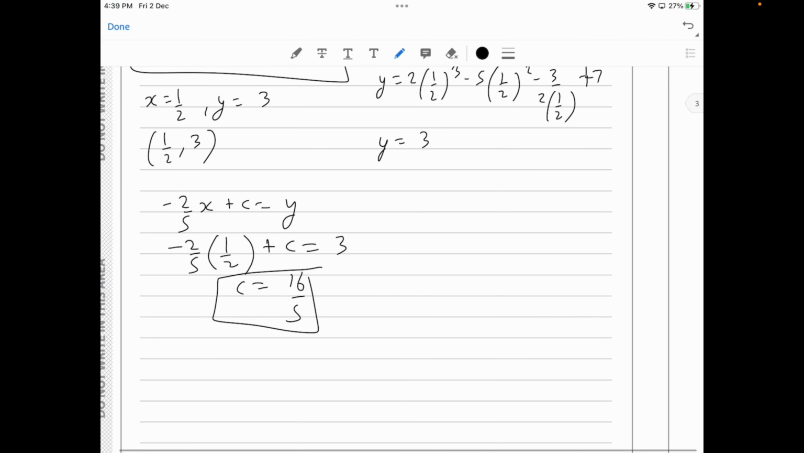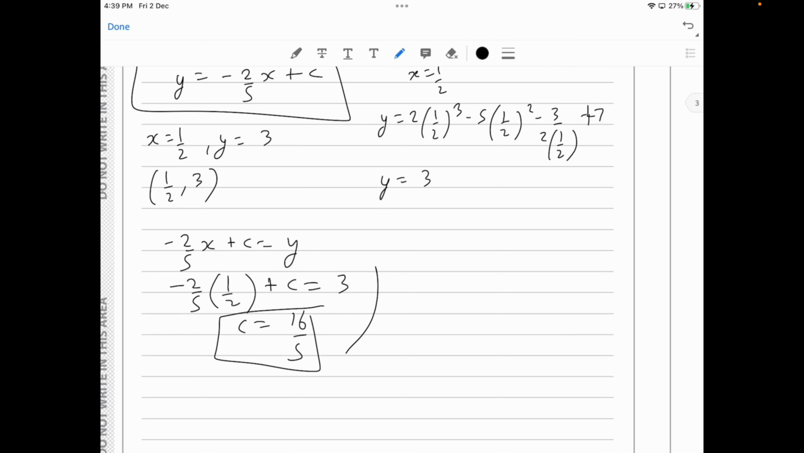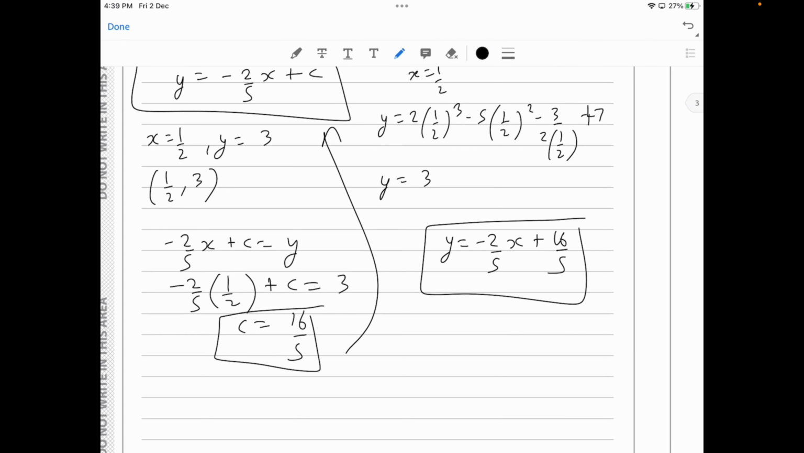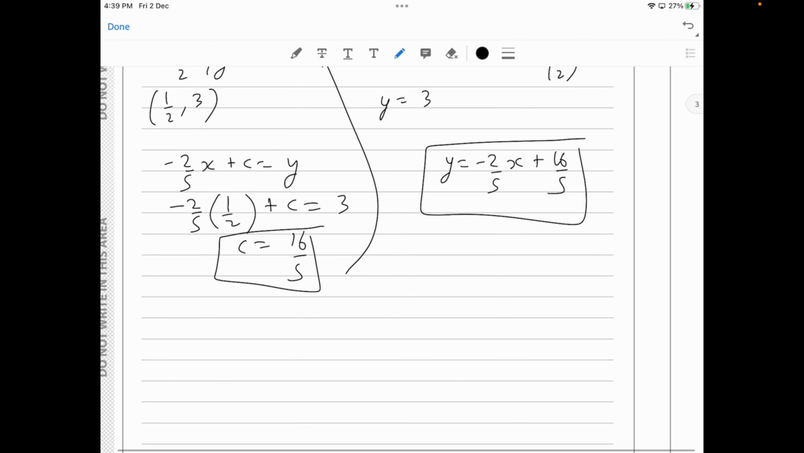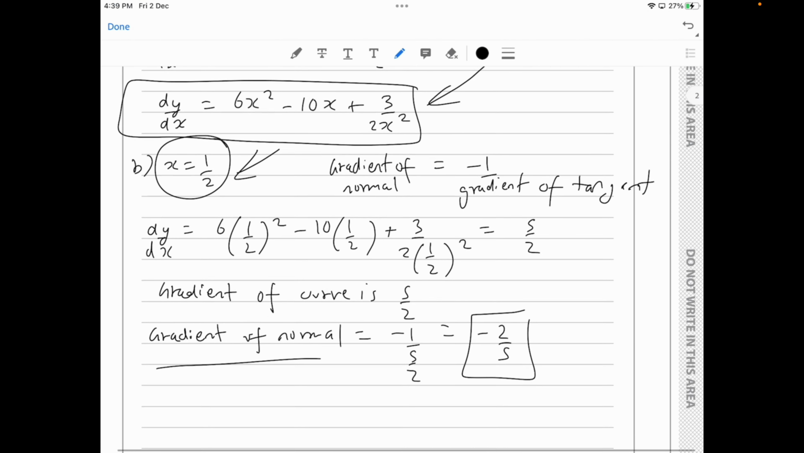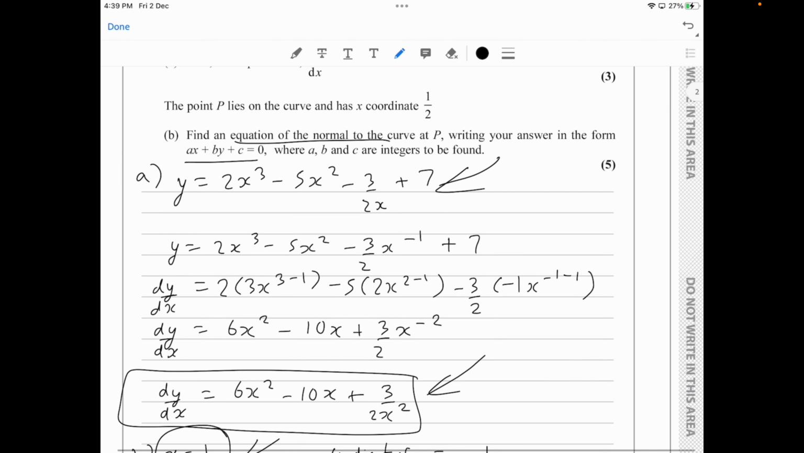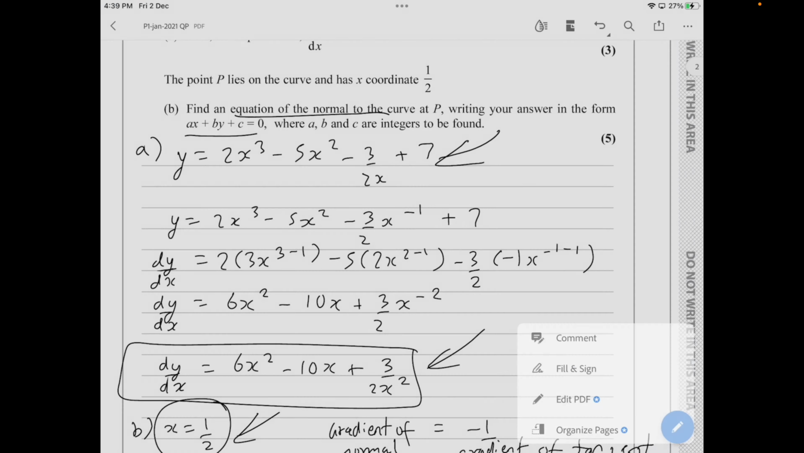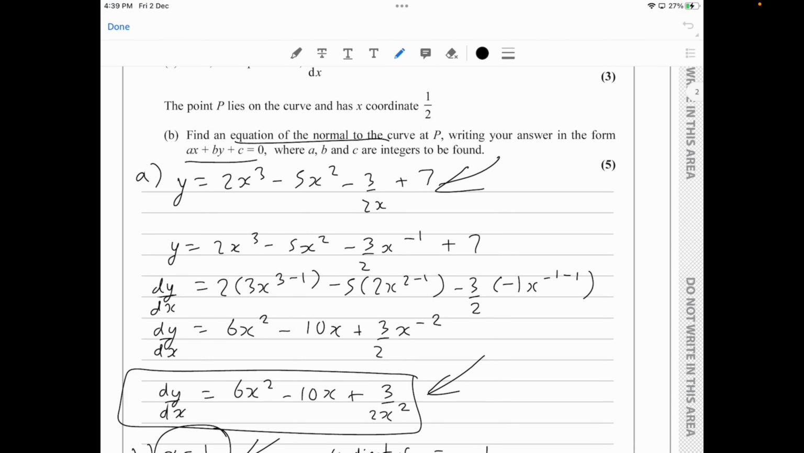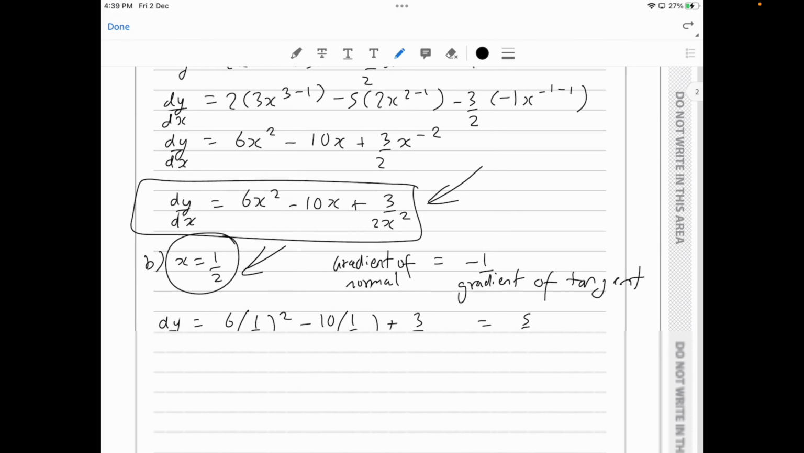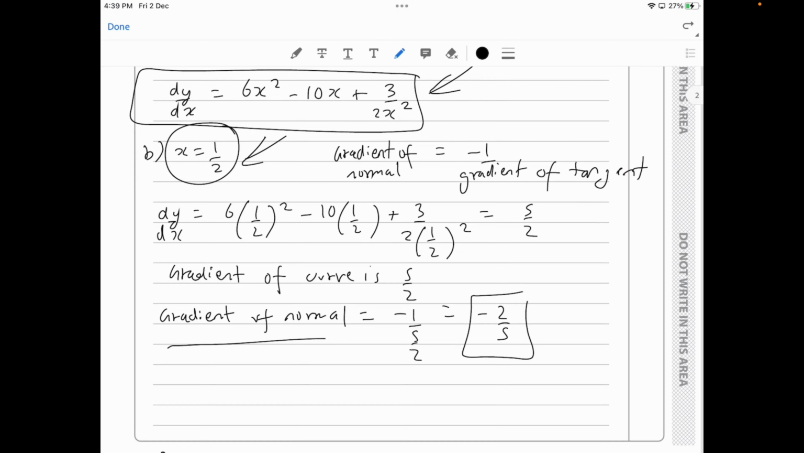All we need to do now is substitute this back into the equation, which gives y is equivalent to -2/5 x plus 16/5. And now this is going to be your equation. This is not where we're going to leave it. We have to rearrange it in terms of ax plus by plus c. We have to rearrange the equation in that form.